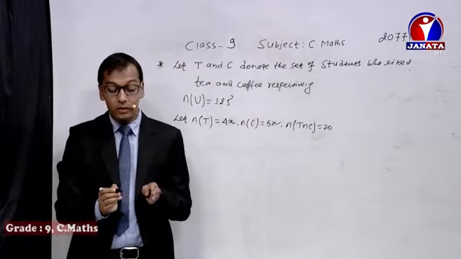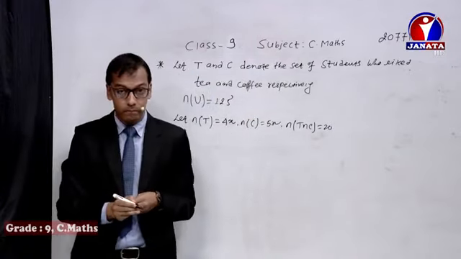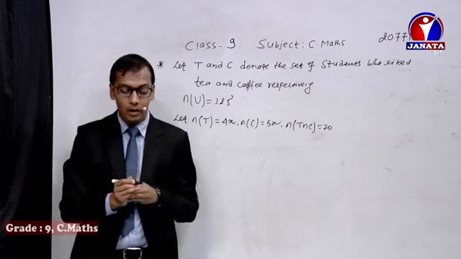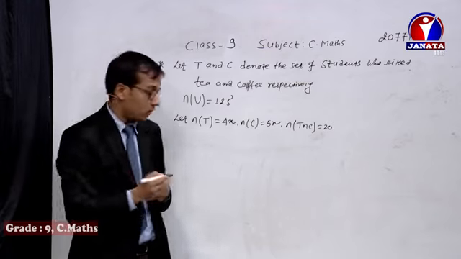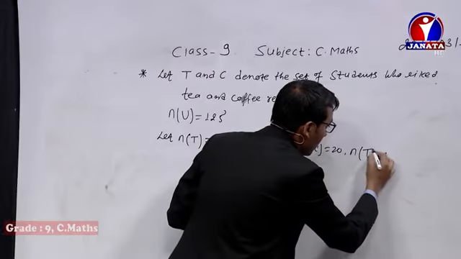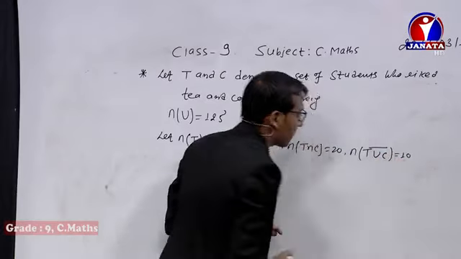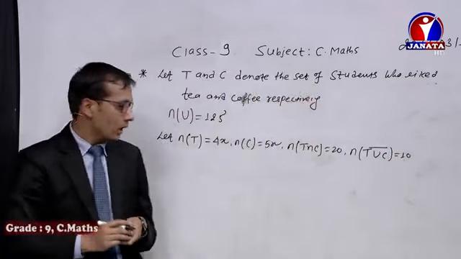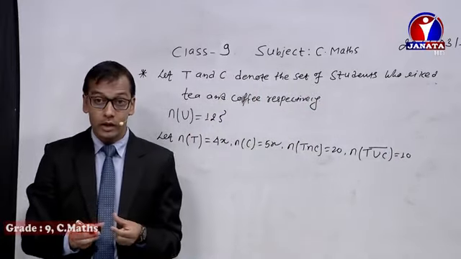10 of them like none of the drinks. This is a negative sentence. So 10 of them like none of the drinks, so this is the complement. And n of T union C complement is 10. So these are the pieces of information we are given.